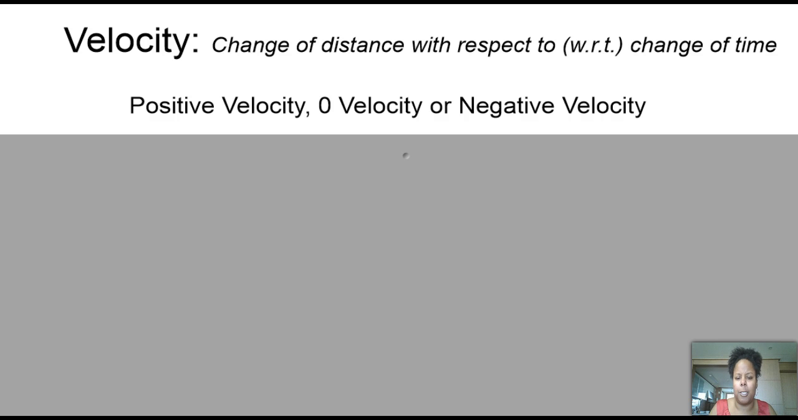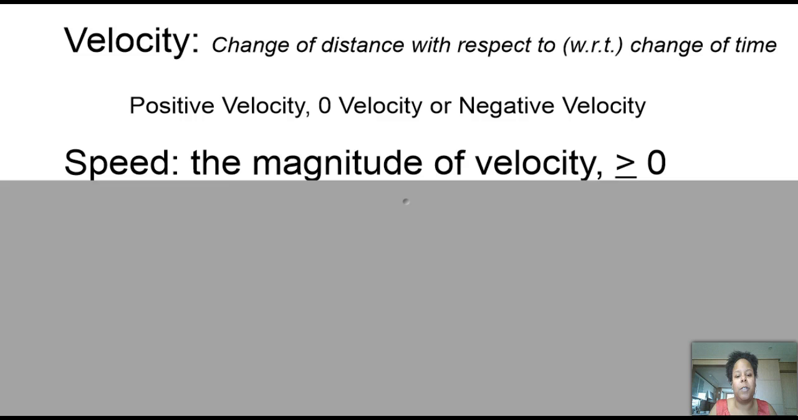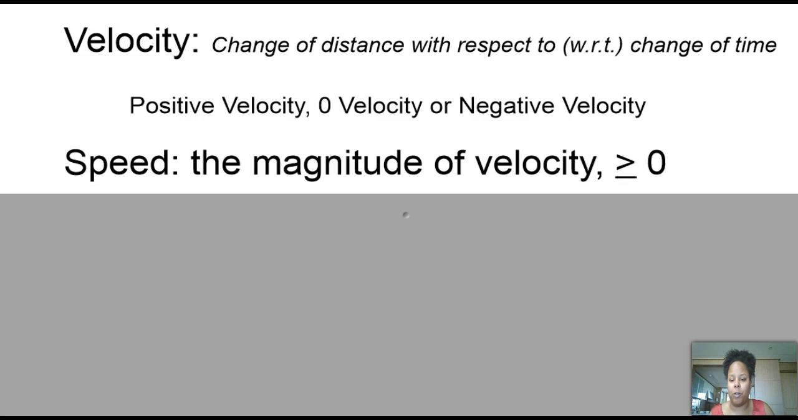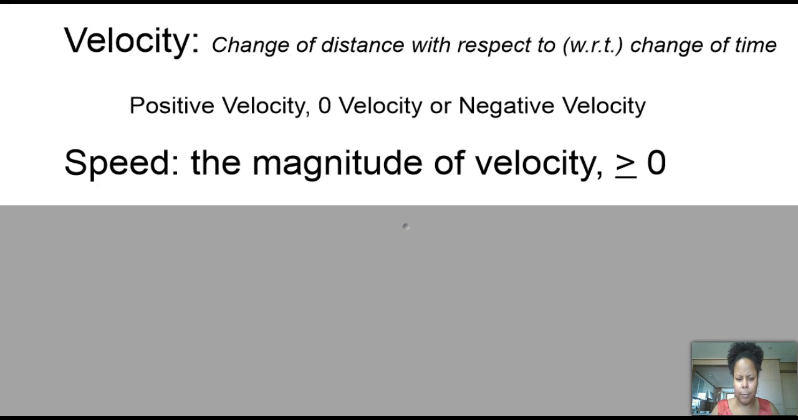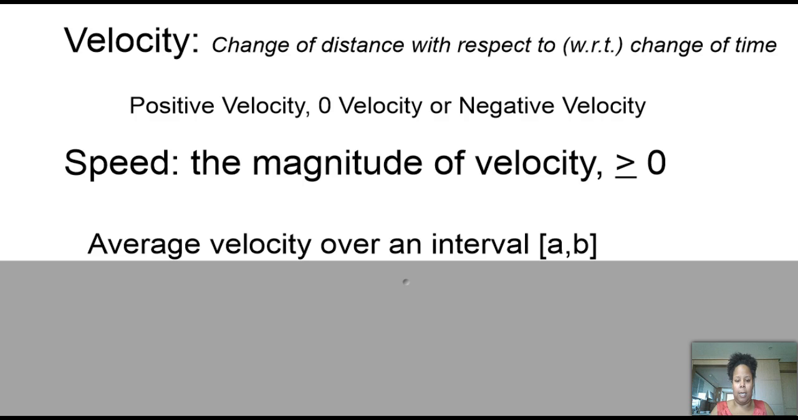But if we talk about the speed of an object, we use the velocity, but we use the magnitude of the velocity. In other words, the direction, whether or not they have positive velocity or negative velocity, is not as important for speed. It's just the quantity, the amount of the change that is of significance. And so in that sense, the magnitude of velocity is always going to be a positive number or greater than or equal to 0. So why is this important?